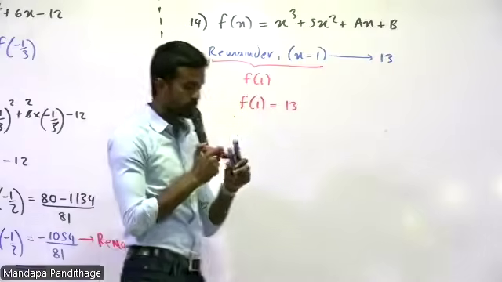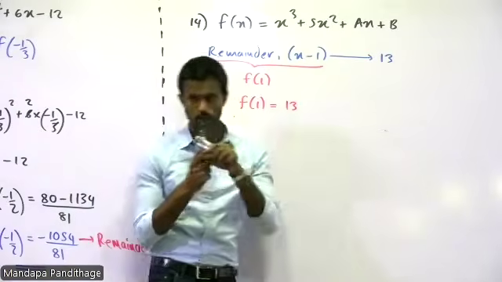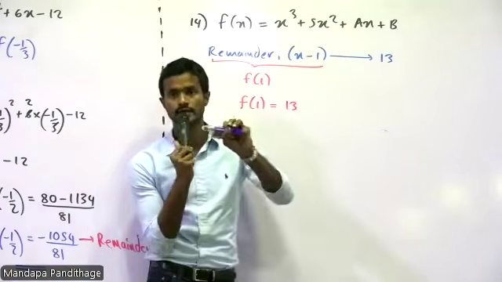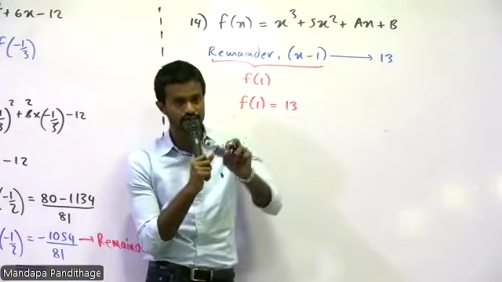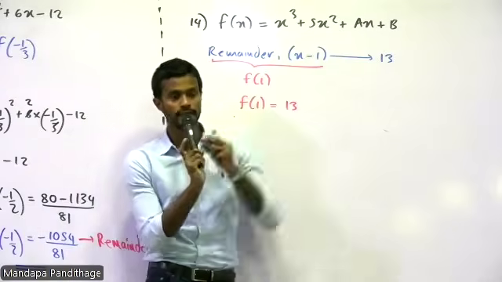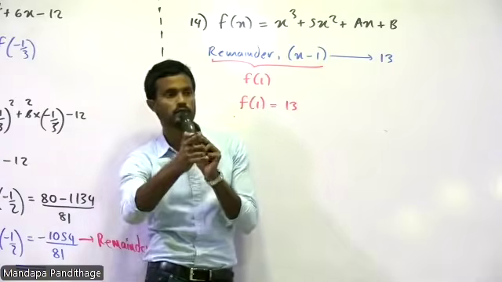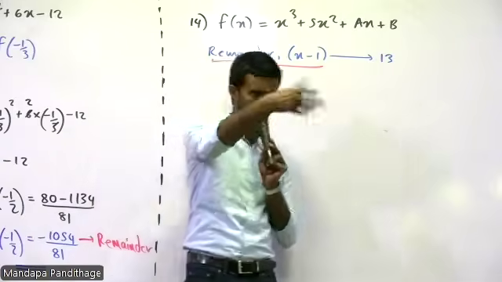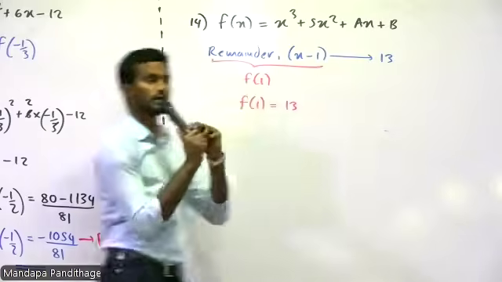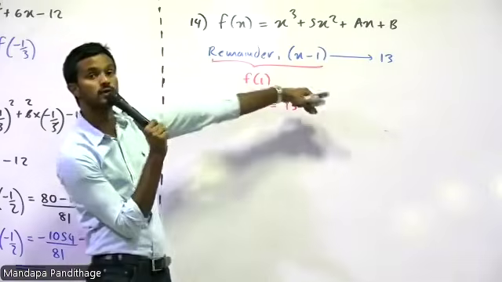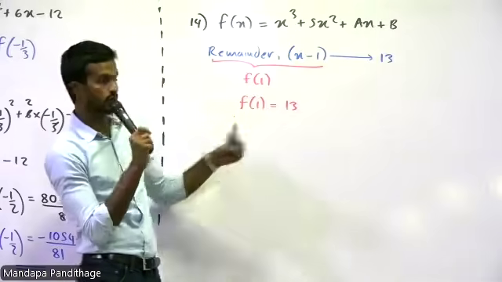Clear? So this is how we convert English, like any sentence, to a mathematical equation. I have written in maths what is given in English. In English they have given when fx is divided by x minus 1, the remainder is 13. So I have converted it into maths. That means f1 is equal to 13. Clear? f1 is equal to 13.